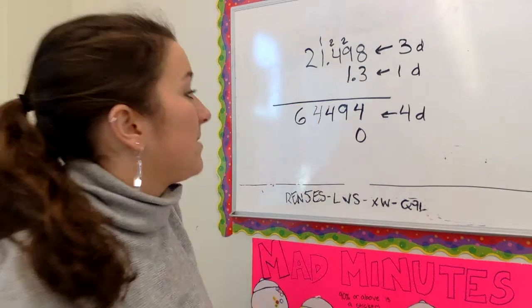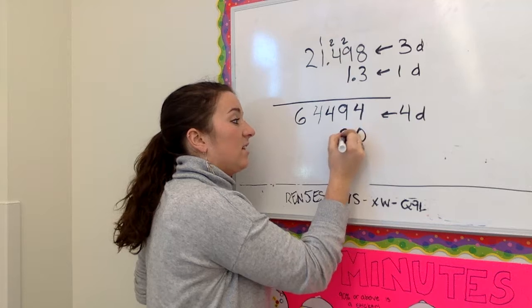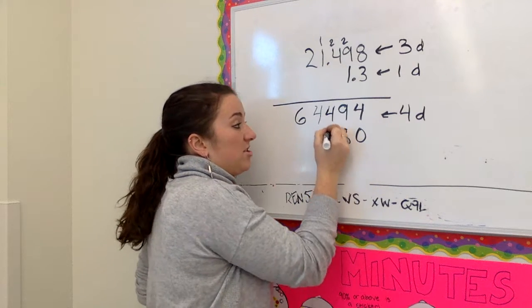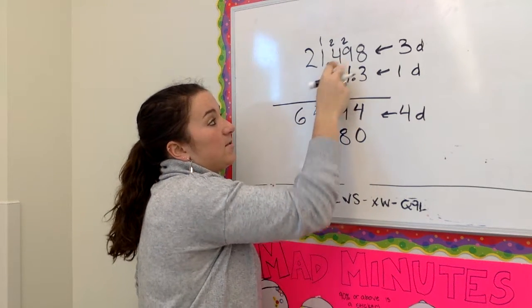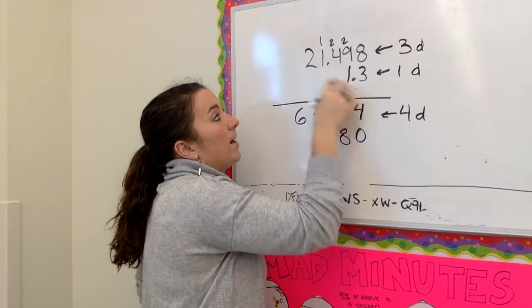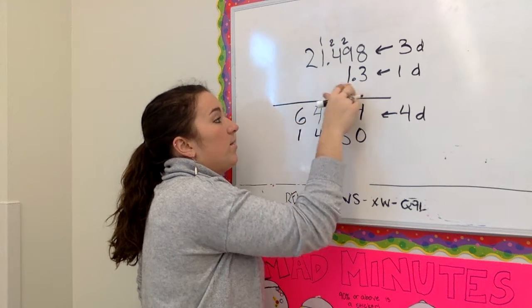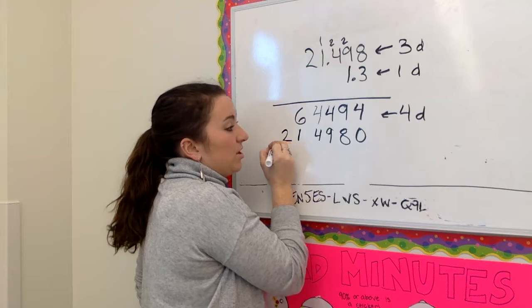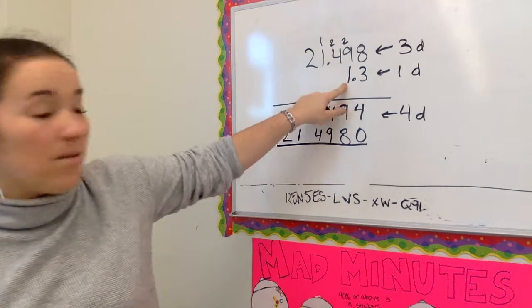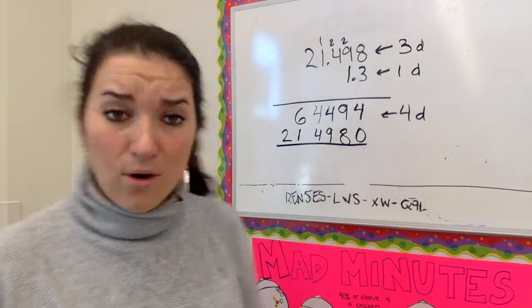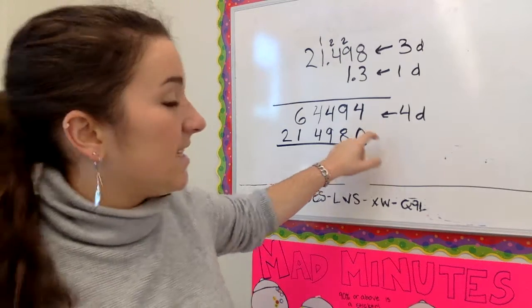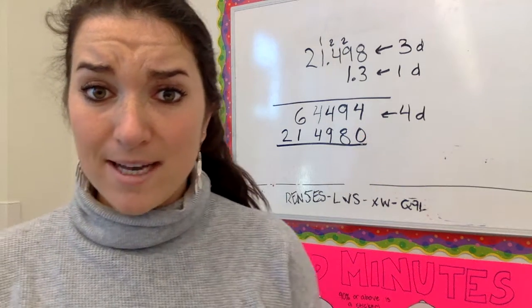So I'm going to do 1 times 8, which is 8. 1 times 9, which is 9. 1 times 4, which is 4. 1 times 1, which is 1. 1 times 2, which is 2. So I did the exact same thing with my 1 that I did with my 3. The only difference in this line is that I added a 0 in the ones place.